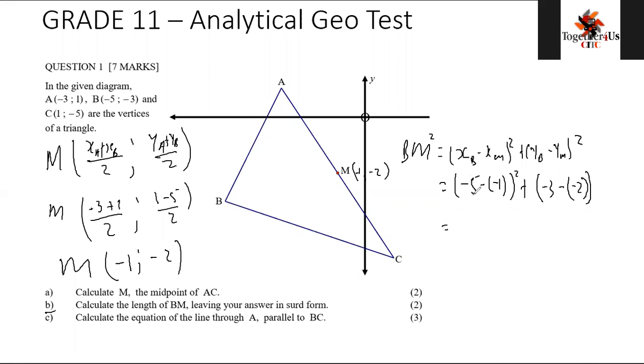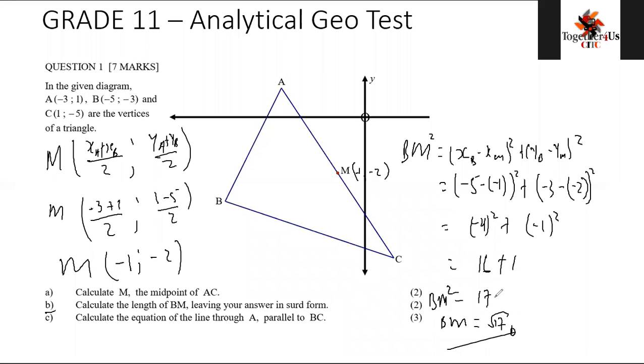So this thing here becomes a -4 squared. Just want to go through this step by step. This is -3 plus 2, which is -1 squared. So you can see we've got 16 plus 1, so this is 17. But this is BM squared, not BM. So BM will be the square root of 17. That's it. That's all you had to do, guys, right? Great stuff. Let's move on.